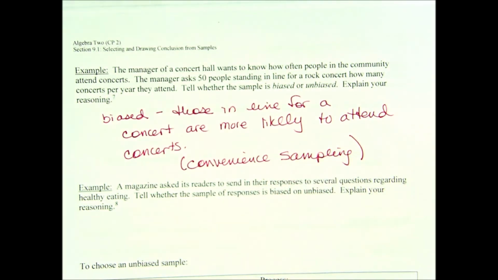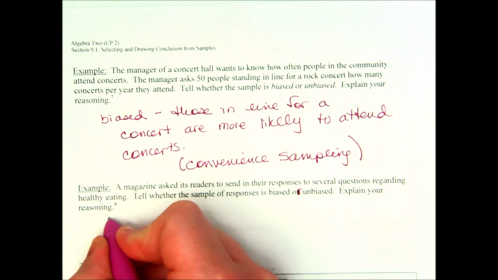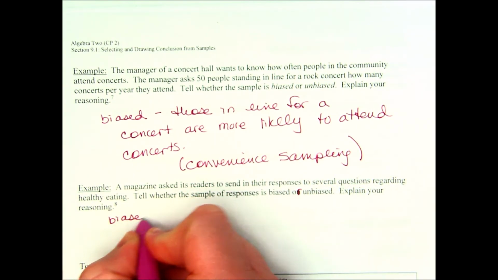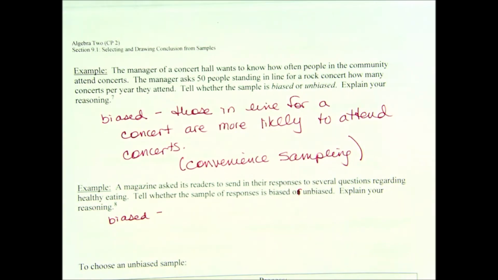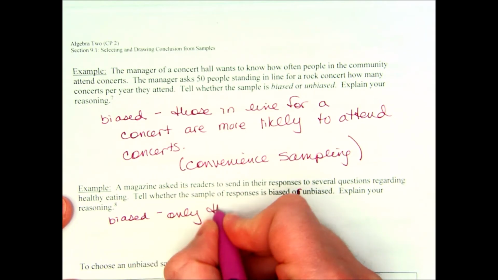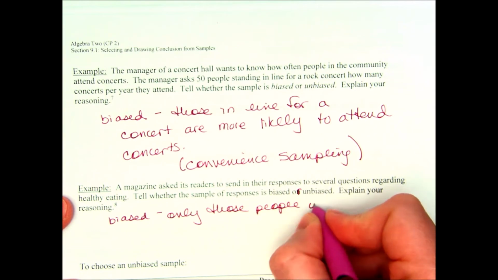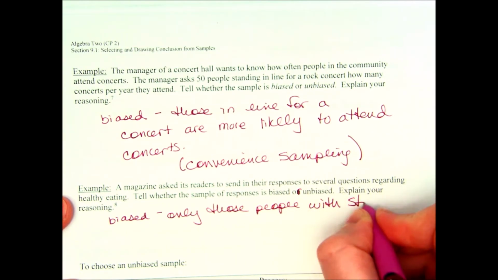In the next example, a magazine asks its readers to send in their responses to several questions regarding healthy eating. We want to figure out if this is biased or unbiased. This should be biased as well. If you're asked to send a response back, well, only people with really strong opinions are likely to respond.